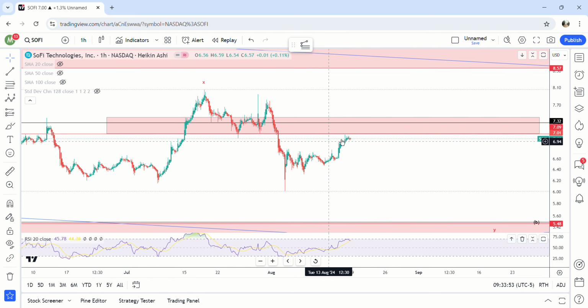Again, I was saying 710 back here. I know it's not like a crazy call or anything like that, but that was the target the whole time. This box is going to be resistance. So I'll leave it at that.